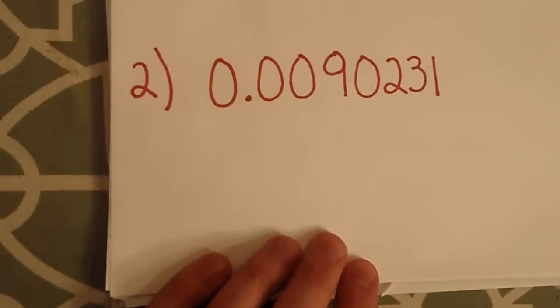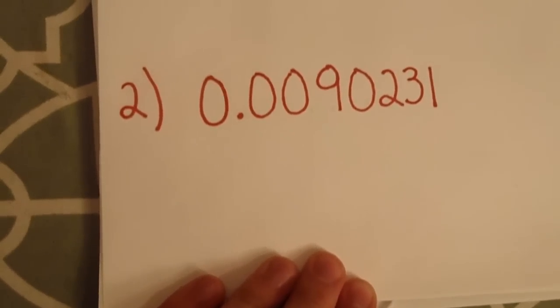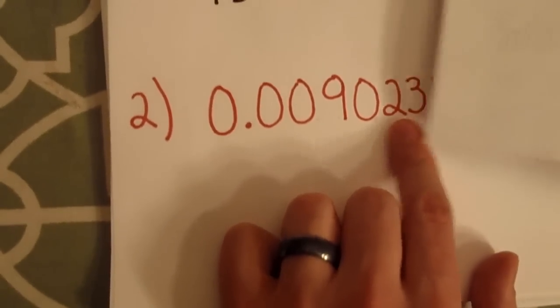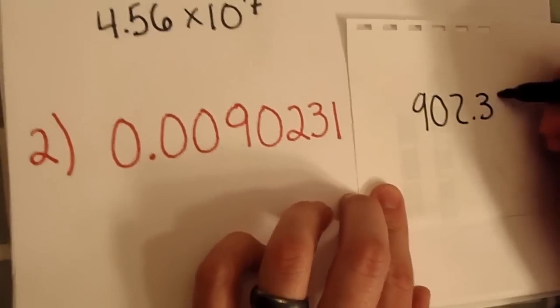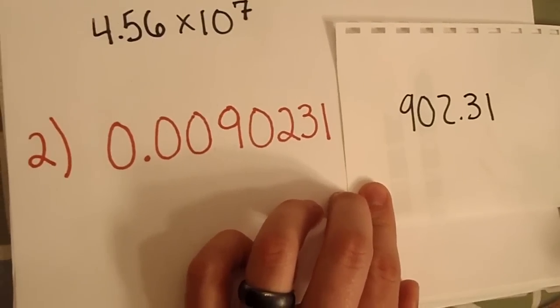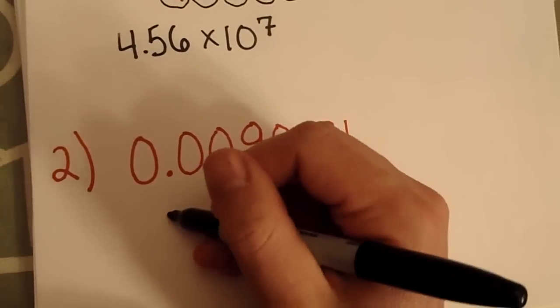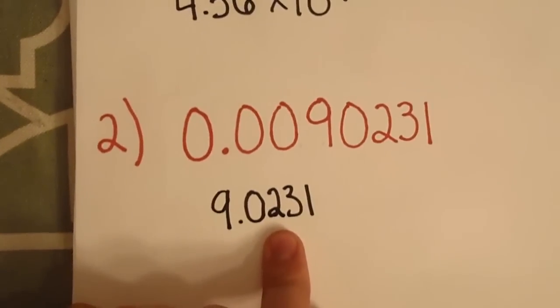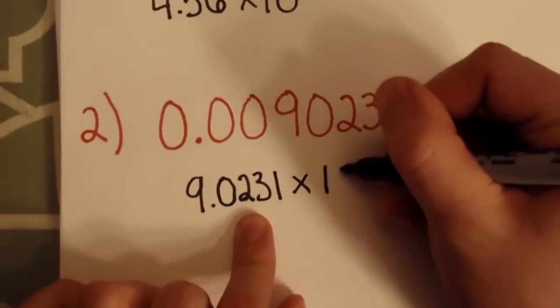Same idea. We're going to put the decimal point in a place where the number is going to be between 1 and 10. Well, let's see. Can I put it in between the 2 and the 3? Let's take a look. So I'd have 902.31. Is that a number between 1 and 10? Definitely not. What if I put it in between the 9 and the 0? Let's take a look. 9.0231. Is that a number between 1 and 10? Yes.